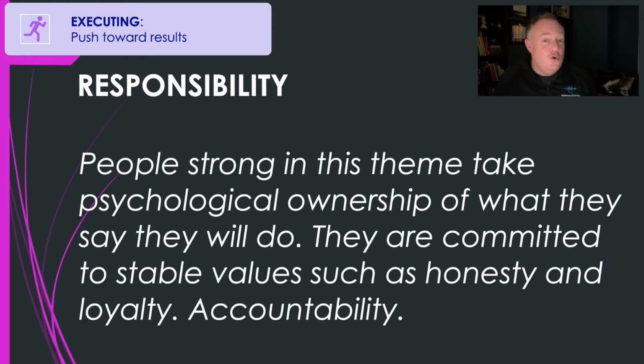Saying yes to too many things definitely is a blind spot for people with high responsibility. So you have to really budget what you're going to be able to put your time into. You cannot say yes to everything. In fact, saying no is very important.